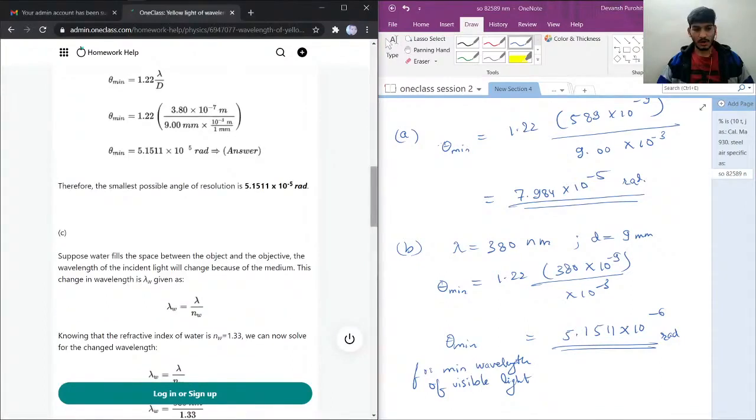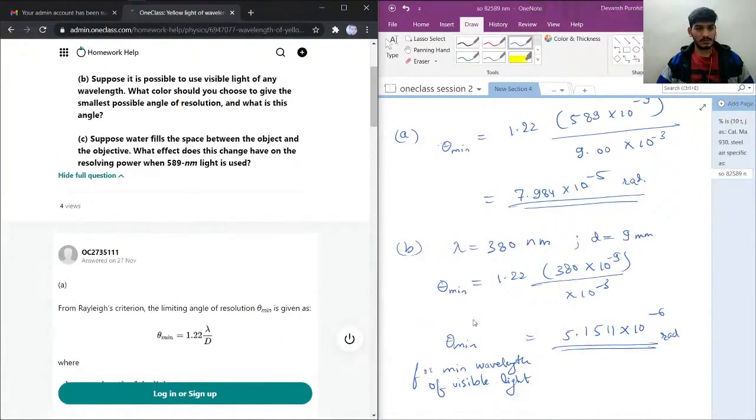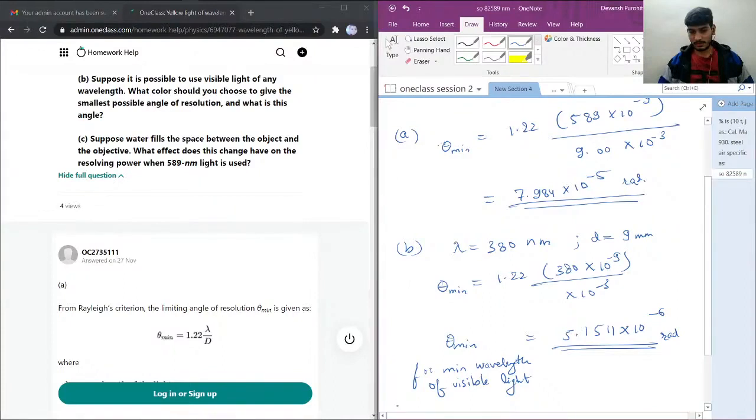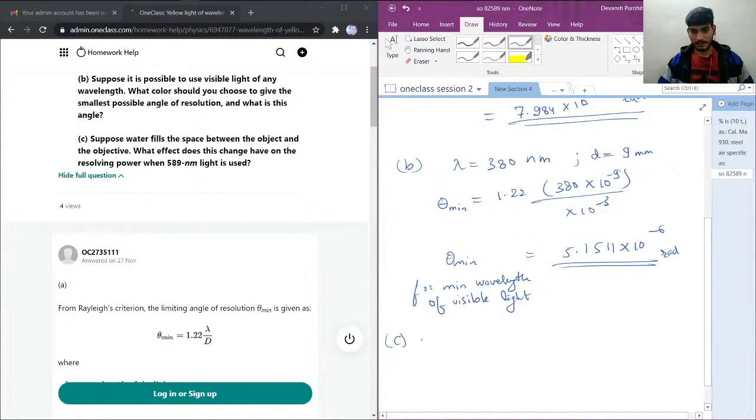Now we'll go to C part. Suppose water fills the space between the object and the objective. What effect does this change have on resolving power? 589 nanometer light is used. So for C part, here water is filling the space between object and objective.